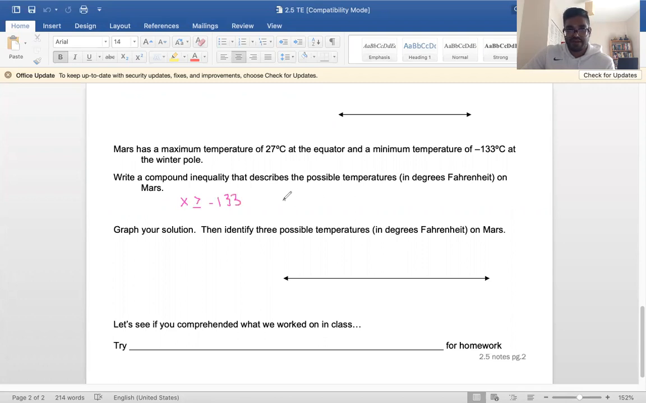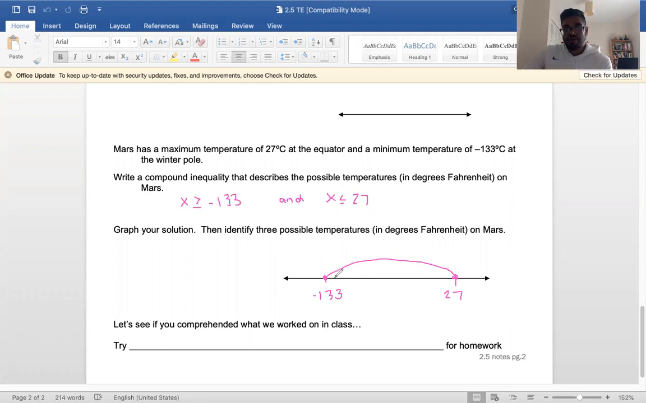And we also know that x has to be less than or equal to 27, because 27 is the maximum temperature, so it's got to be at most 27 or at least -133. So here's -133. Here's 27. And so Mars can take any temperature in this range. Now it says here, give 3 possible temperatures. So anything in between here, like 10 degrees Celsius, 5 degrees, 0 degrees Celsius, all of them would work.